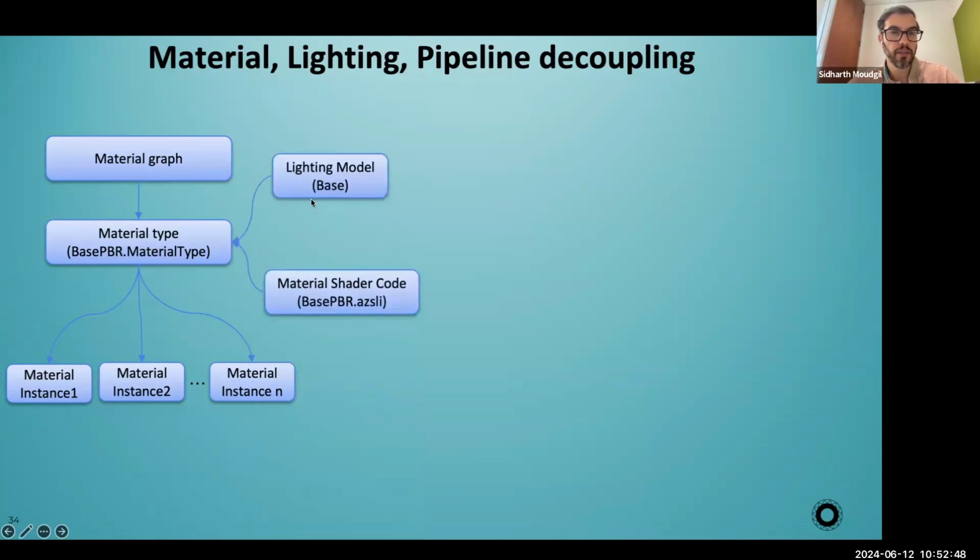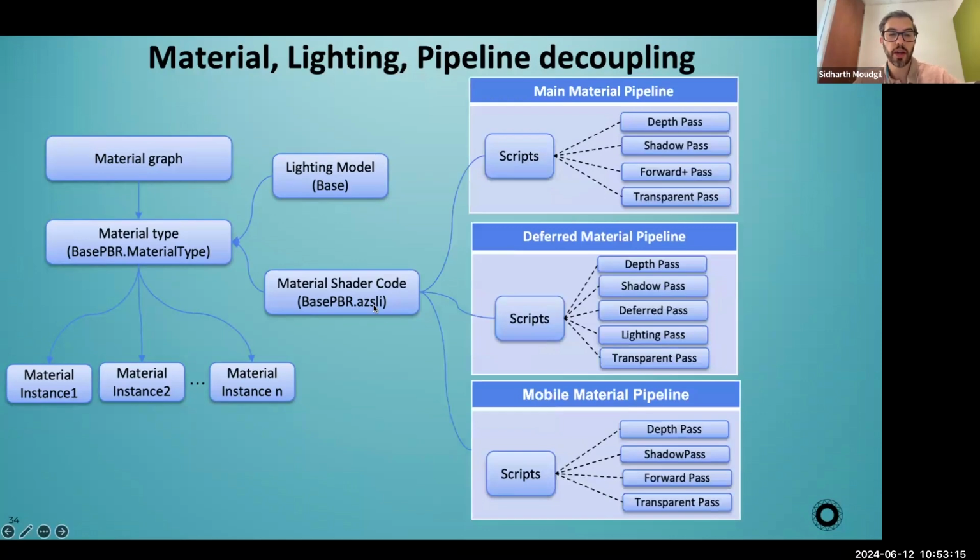Then it has a concept of lighting model. The lighting model can be base, standard PBR, or enhanced. The lighting model essentially defines how to pull in lighting-specific shaders. We have shaders that just contain lighting information, so we'll pull them in based on the material type. And then you have this concept of material shader code. Base PBR has called out AZSLI, and this material shader code is what defines the material pipeline.